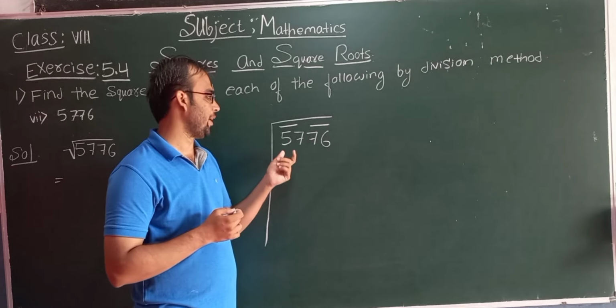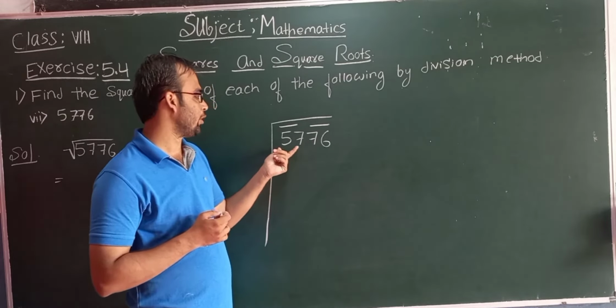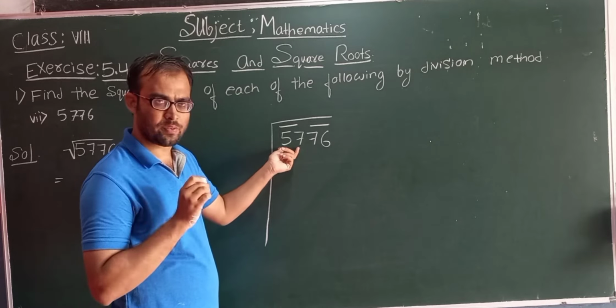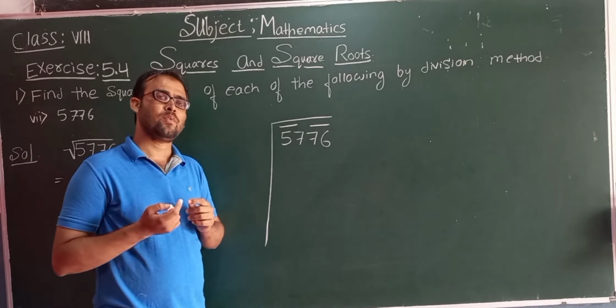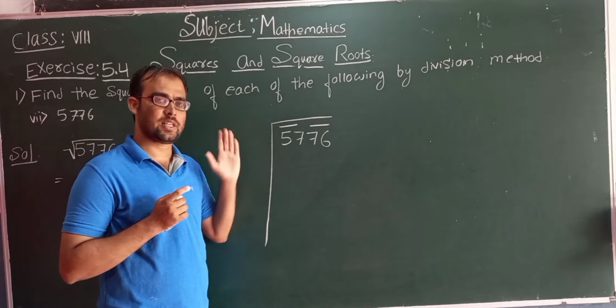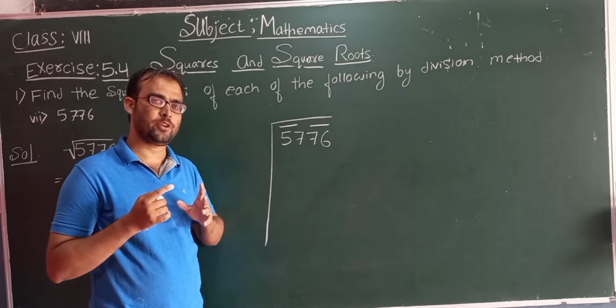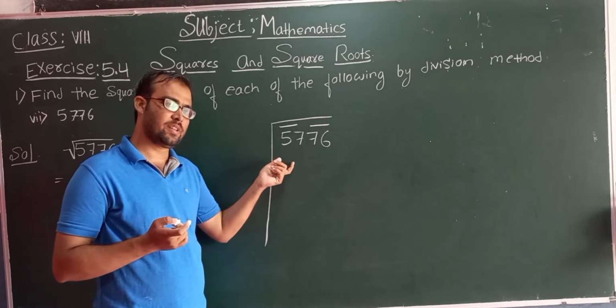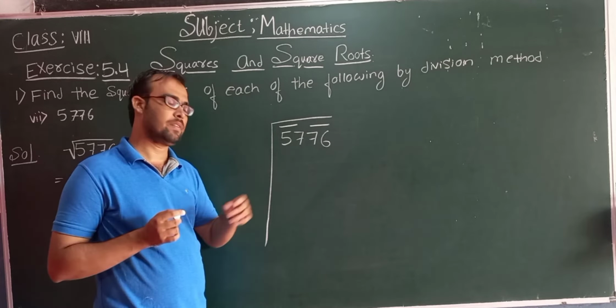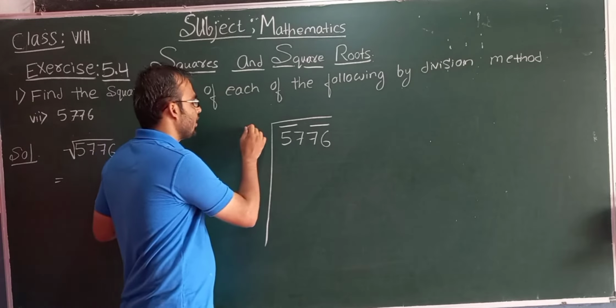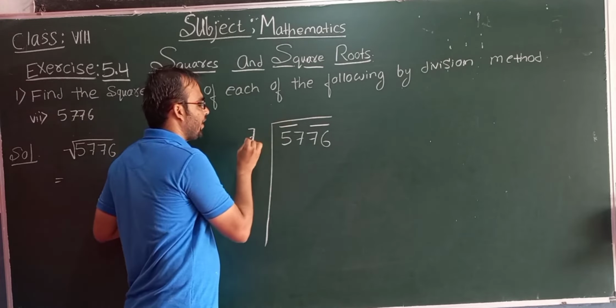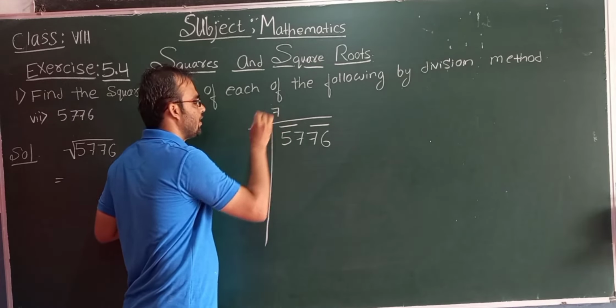So here students, we have paired the number now. Okay, so now you need to consider this part. Okay, so 57 will be the dividend. Now what is the second step? We need to write a number here such that when we square that number, what we need to get? We need to get either 57 or a number which is lesser than 57. Okay, so here I will be taking 7. And if I write 7 here, then here also we need to write 7.